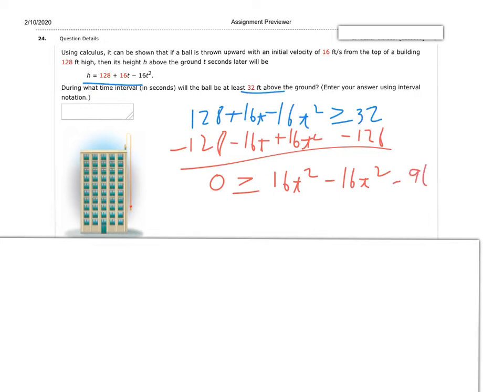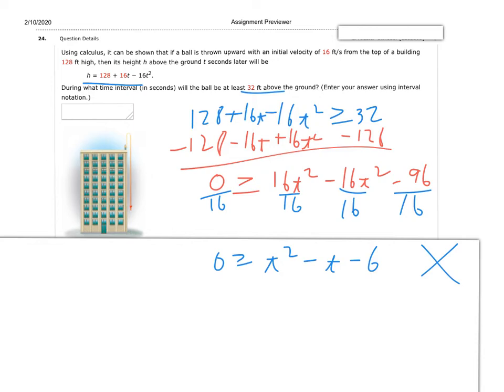That'll be negative 96. I see that these all divide by 16, so I'm going to go ahead and do that right away. So I'm going to say 0 is greater than or equal to t squared minus t minus 6. So we'll go ahead and factor here. Let's see. Negative 6, negative 1 would be negative 3 and positive 2. So t minus 3, t plus 2.